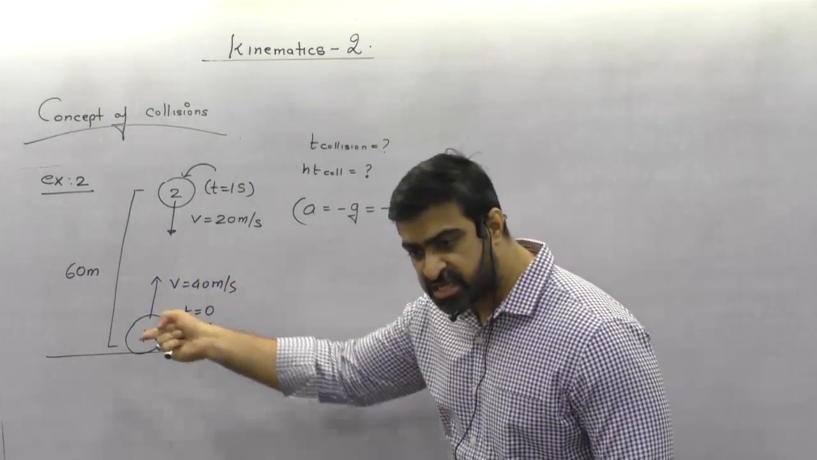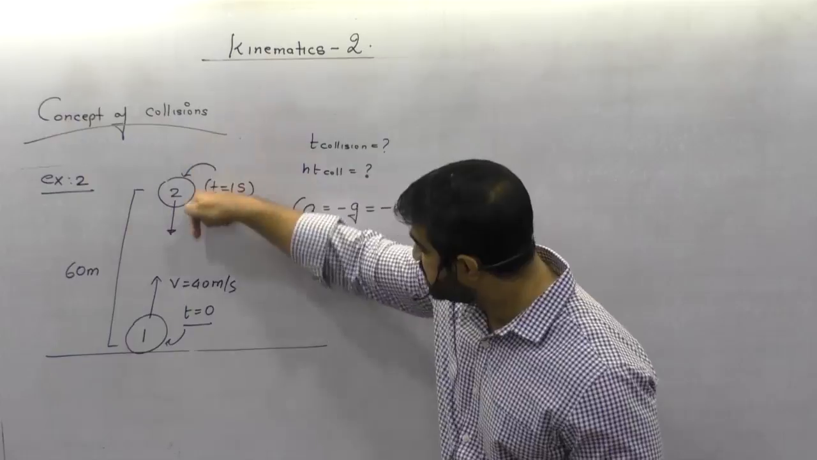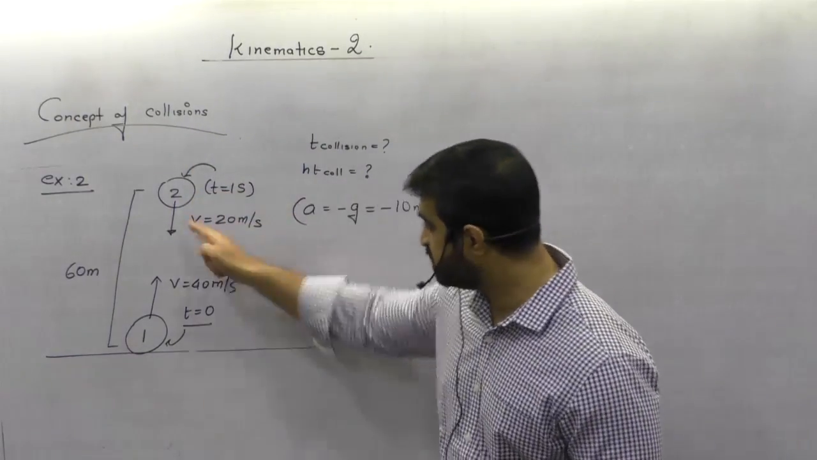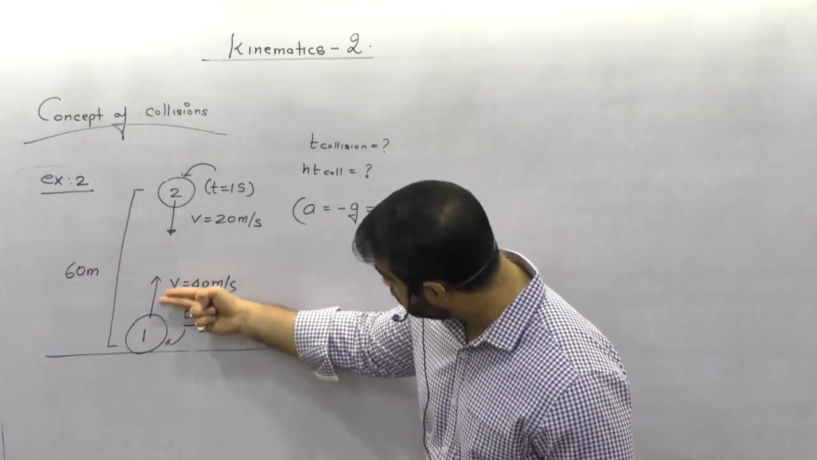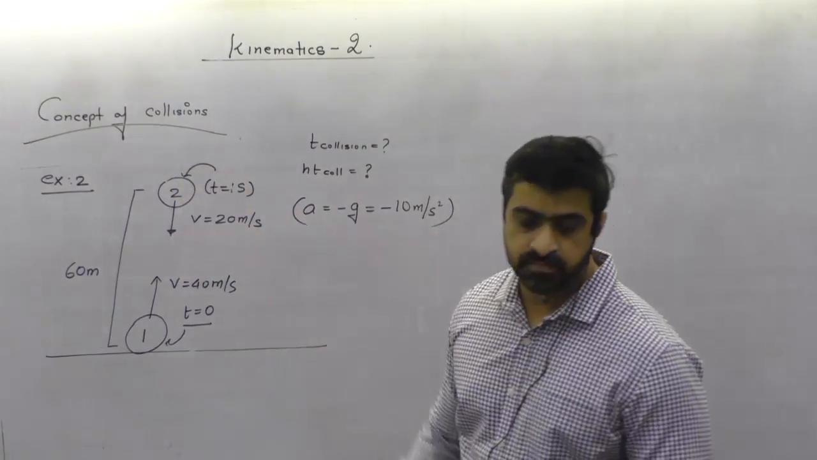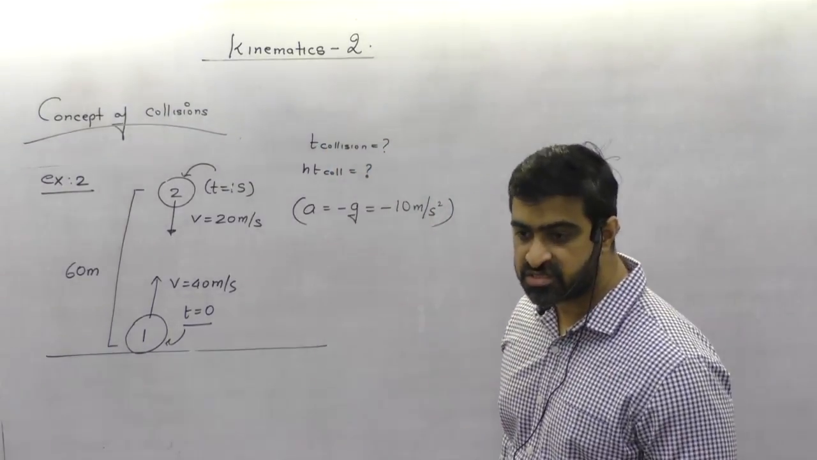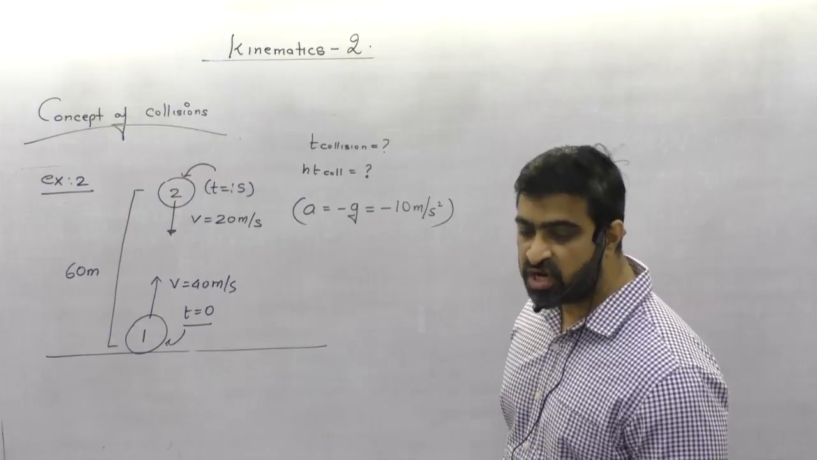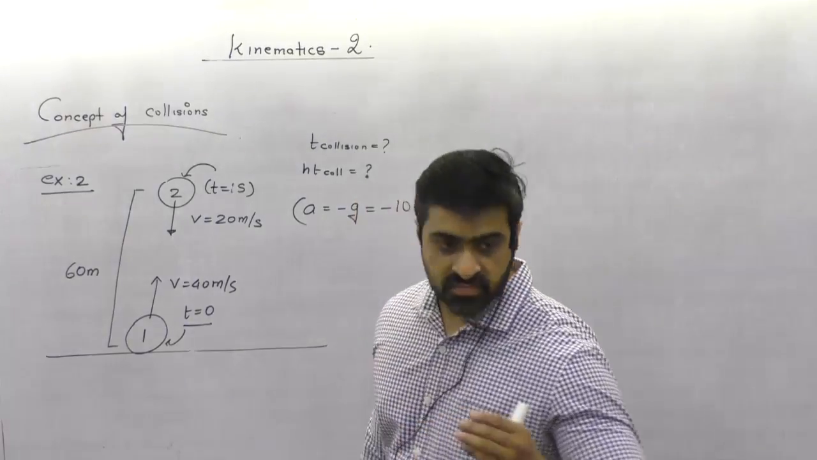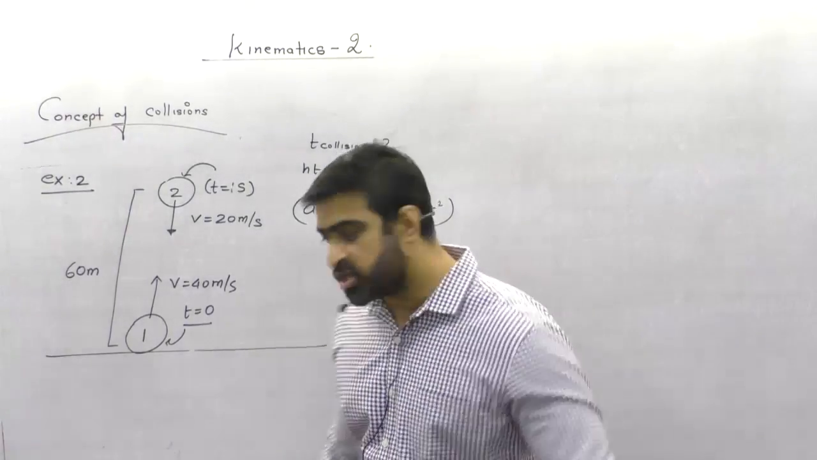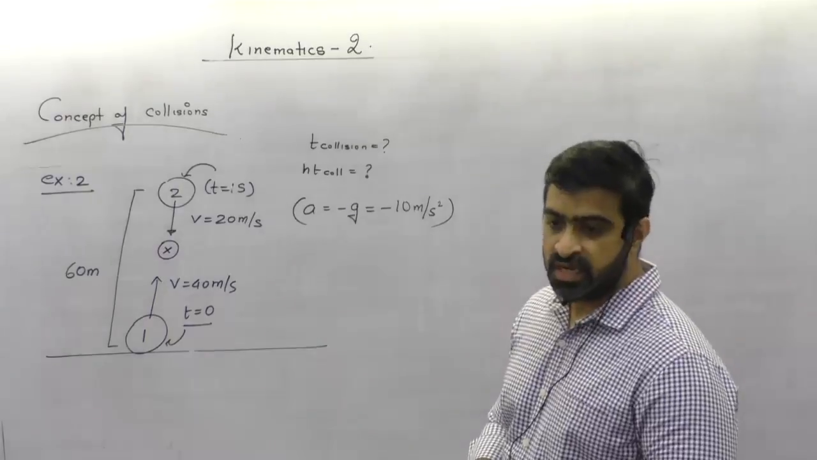Now, after 1 second, he is left. After 1 second, the second particle is left down with a velocity of 20 meter per second from a height of 60 meter. So this particle is going up, and this particle is coming down, and they will collide because the concept of collision is there. I need how much time is taken for collision, and at what height will they collide. So if you think in your imagination, you will tell me, sir, it will collide here somewhere. I don't know.